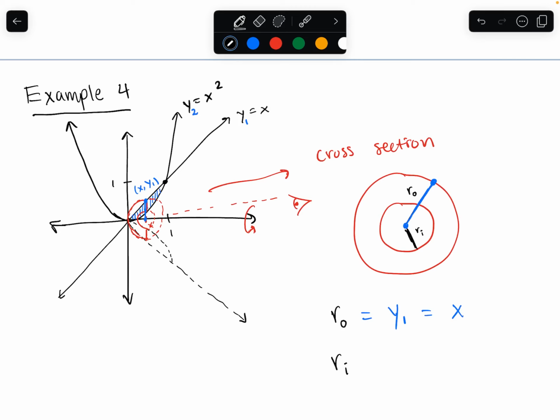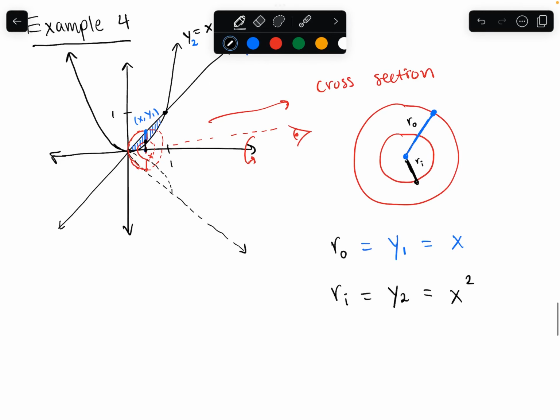Well, that inner radius in black here, if I draw it on the picture here, that's just the distance from x up to the bottom part, up to the bottom curve, y2. So that's just y2. But y2 is x squared.